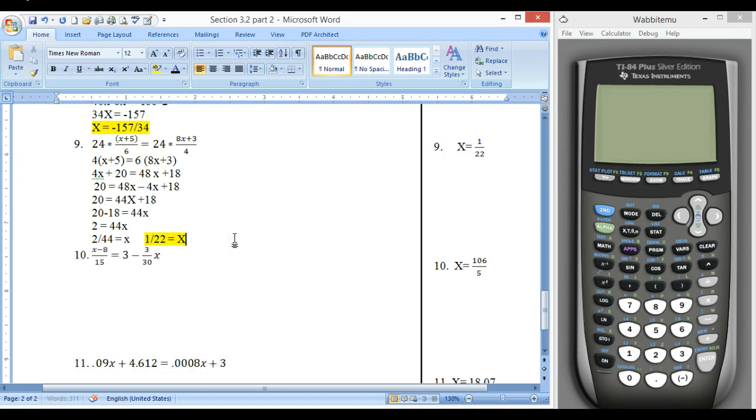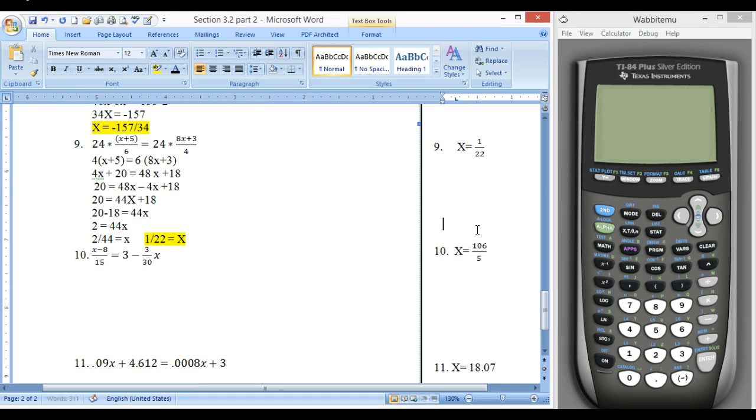And to give us a little bit more room for number 11, I'm going to bring those up just a little bit. Okay, here we have, again, two denominators that are different. We need to find the least common denominator. 15 happens to go into 30, so the least common denominator here is 30.